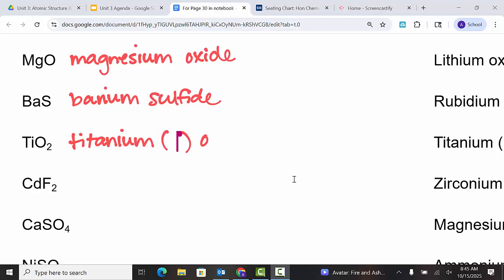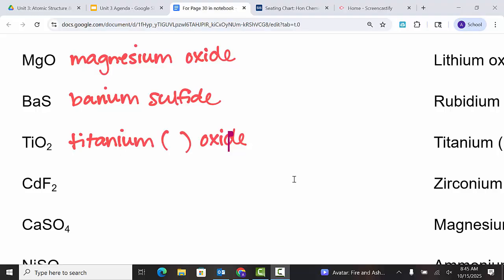And then we talked about how oxygen becomes oxide. Okay? So titanium, right now, parentheses, we're going to come back and figure out what charge to put in there. Oxide. Okay? But we do need that parentheses there because it is a transition metal, which means we don't automatically know the charge because it can have more than one. So we're going to have to come back and clarify that. Okay? Let's do the next one.